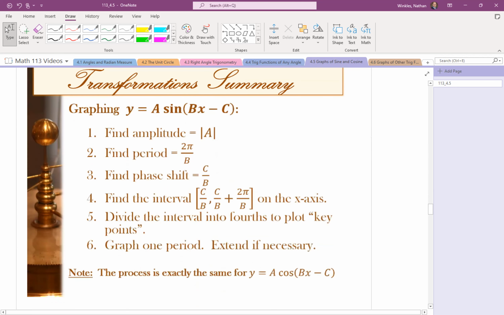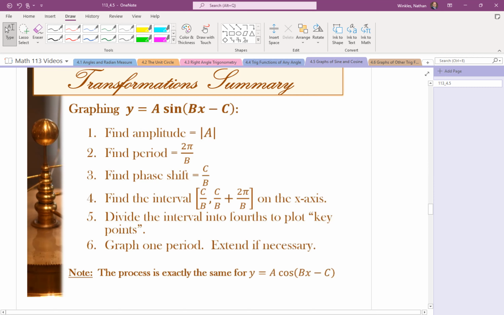So a summary of our transformations. This will go the exact same whether we're having sine or cosine here. First we're going to find our amplitude, which is the absolute value of A. We're going to find our period, which is 2 pi over b. Find the phase shift, which is our c over b term. And then find the interval on the x-axis that we're going to do one cycle. That's going to be from our starting point of c over b to c over b plus our period of 2 pi over b. Then we're going to divide the interval into 4 to plot key points.